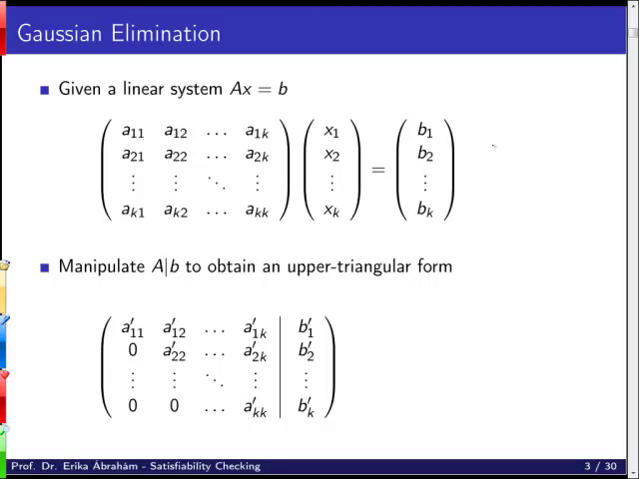For example, the first line, let me just write out: A11 times X1 plus ... A1K times XK equals B1. This is the first row. So for each row we have an equation, and we can solve this equation system by just bringing this matrix to a triangular form. How do we do this? That we had already in the basic lectures. This is using certain transformations.